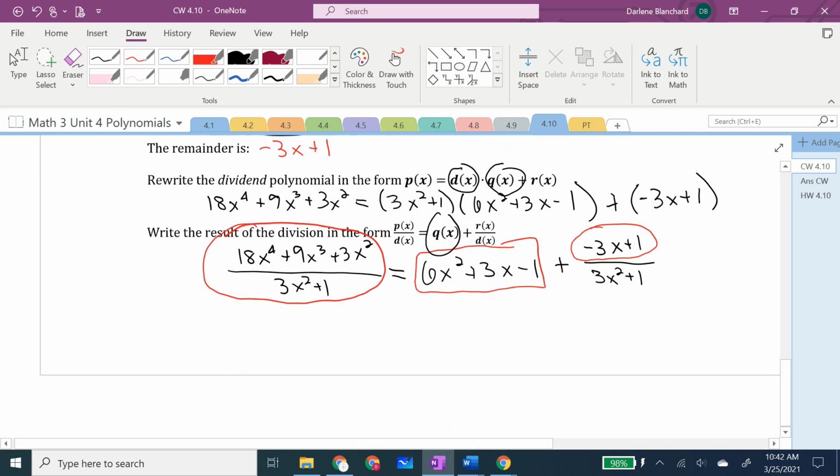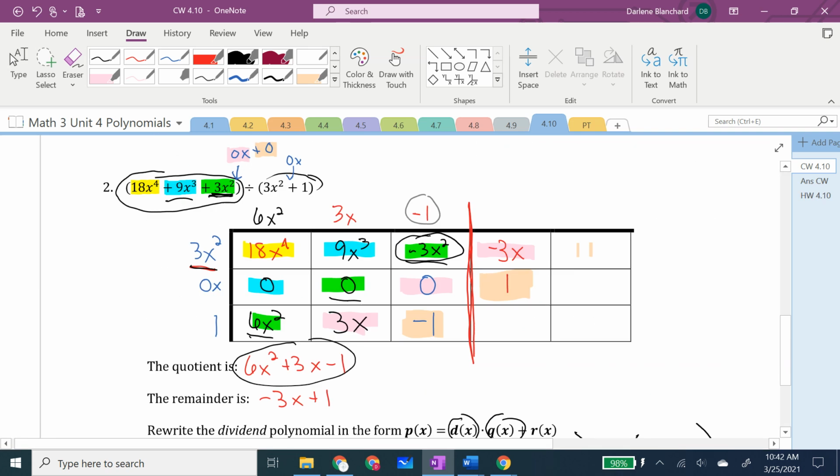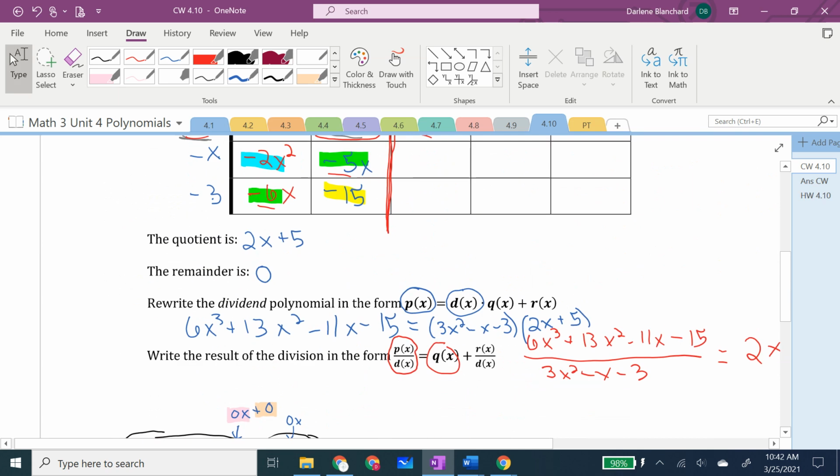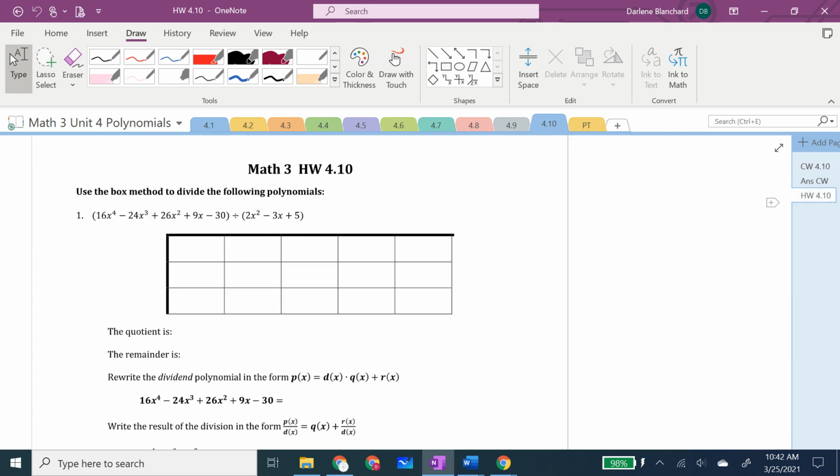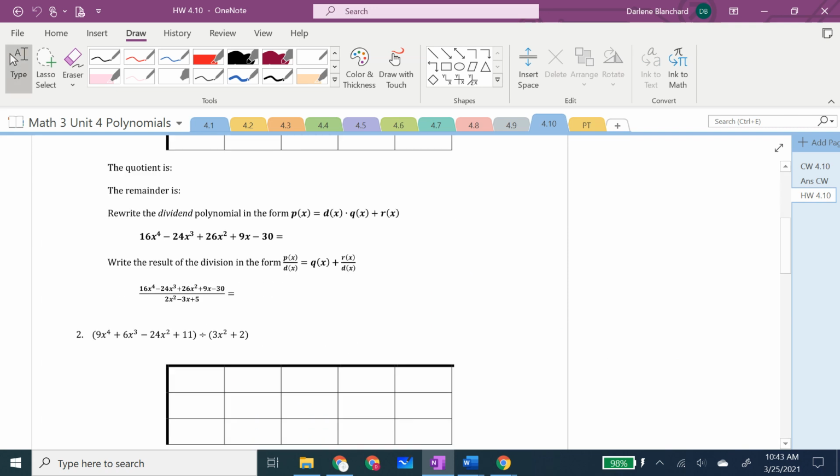And I believe that is the rest of that classwork. That means we are done. And I can go over any additional questions you have, or you can get started on the homework.